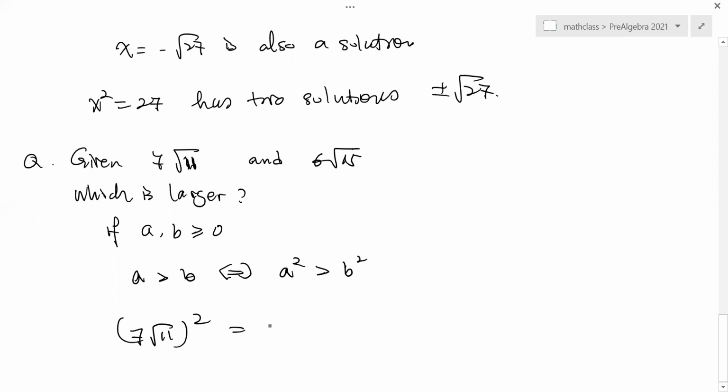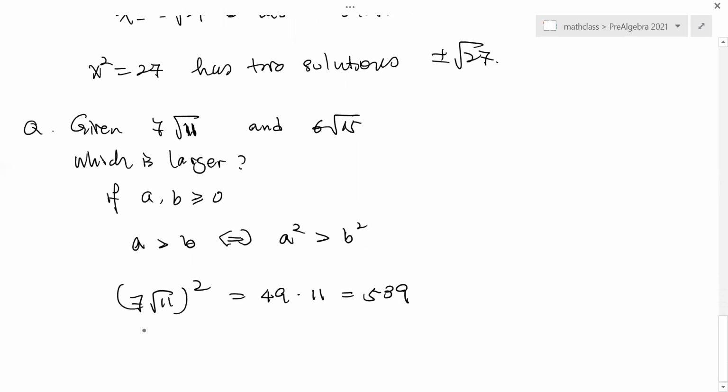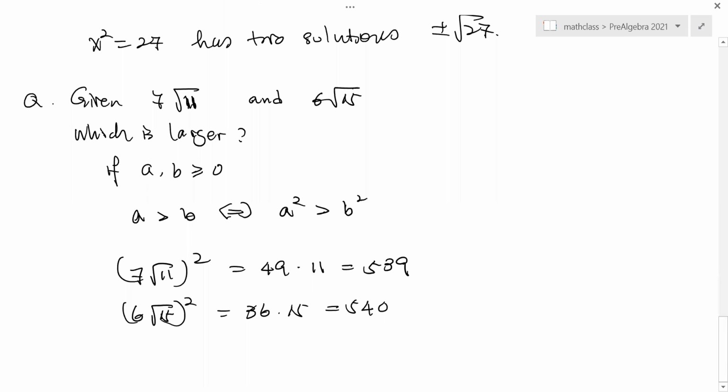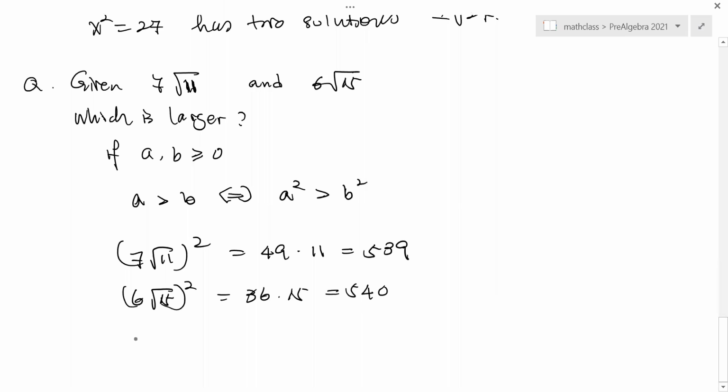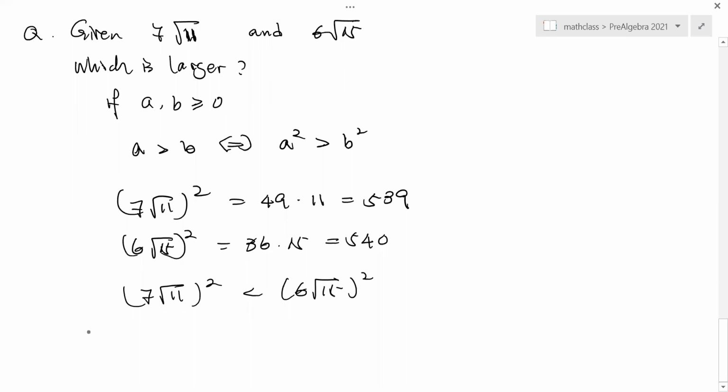Now, after you square, it's 49 times 11, so it's going to be 539. Another one: once you square, you get an integer. So this will be 36 times 15, so it's going to be 540. You can use a calculator or do it by hand. So which one is bigger? Clearly 540 is more than 539, so you conclude that 7 square root 11 is less than 6 square root 15.